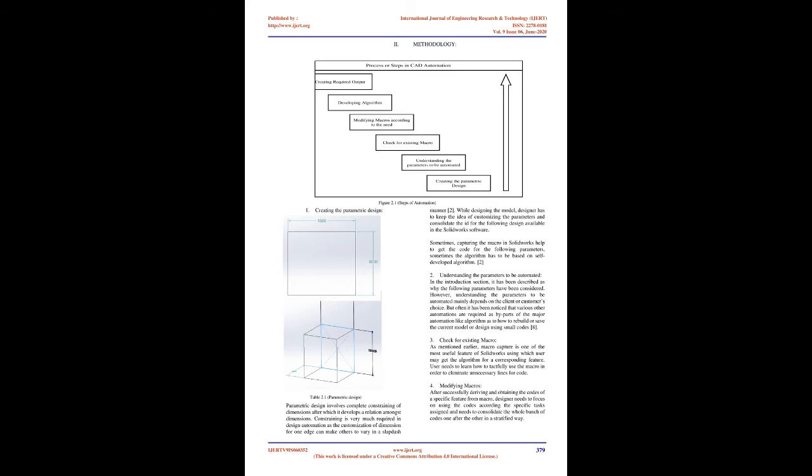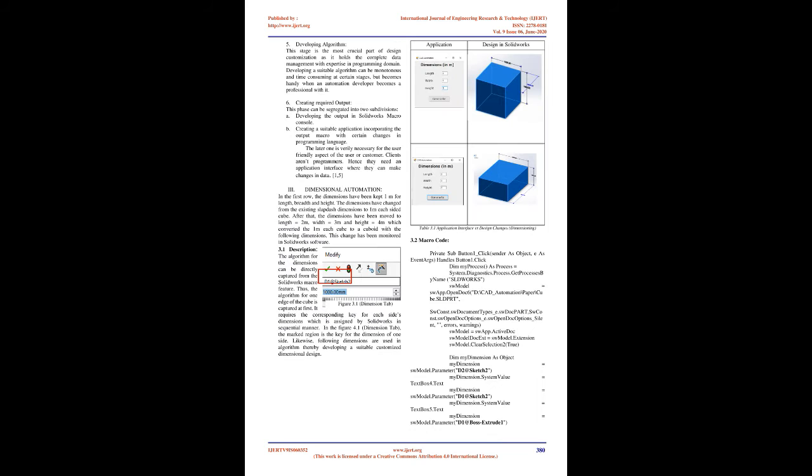Parametric design involves complete constraining of dimensions, after which it develops a relation amongst dimensions. Constraining is very much required in design automation, as the customization of dimension for one edge can make others vary in a haphazard manner too. While designing the model, the designer has to keep the idea of customizing the parameters and consolidate the ID for the following design available in the SolidWorks software. Sometimes, capturing the macro in SolidWorks helps to get the code for the following parameters. Sometimes the algorithm has to be based on a self-developed algorithm.